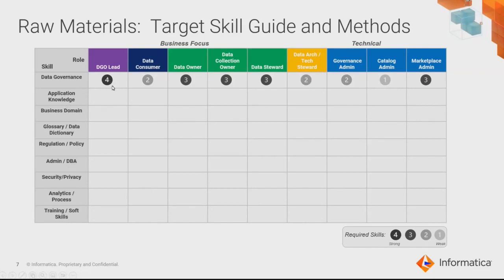So the lead, I'll just go role by role here. The data governance lead should have a good amount of application knowledge. They should understand the business domains, the glossaries, some knowledge of policy and regulatory, admin and security, and they'll be very strong in soft skills like training, running design sessions and things like that. We would expect this person to be pretty strong in all of these.